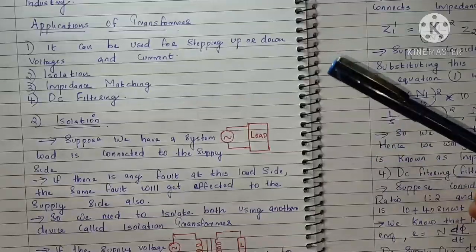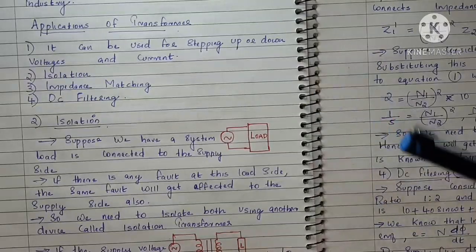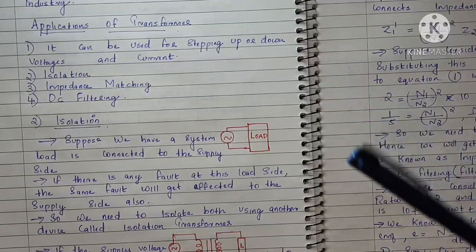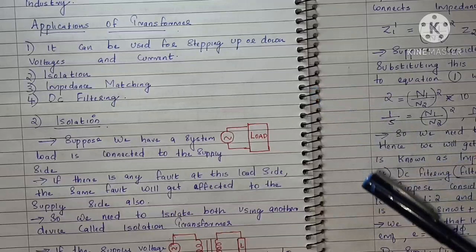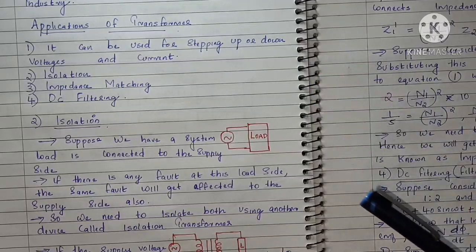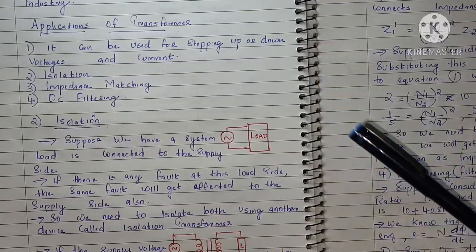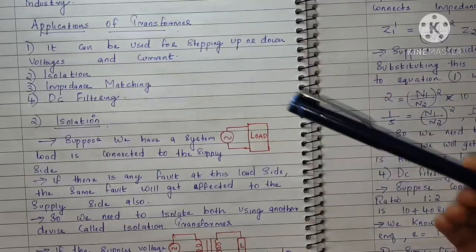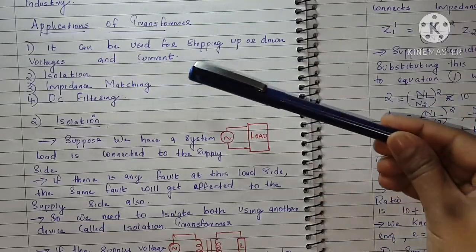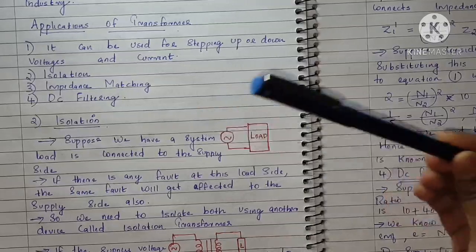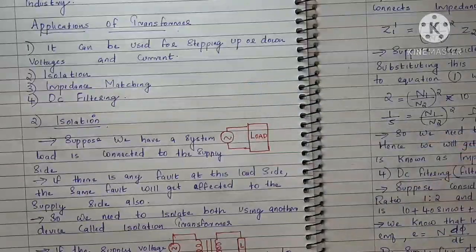Next we will discuss applications of the transformer. The first application is that it can be used for stepping up or stepping down the voltages as well as current, which we already discussed. The second application is isolation. The third one is impedance matching. And the fourth application is DC filtering.